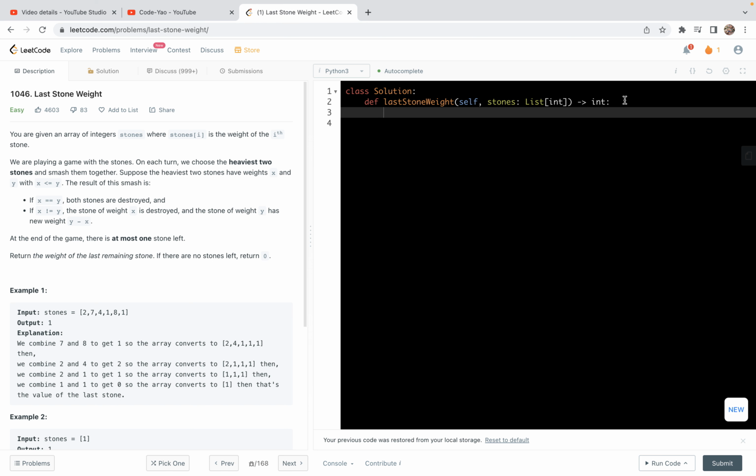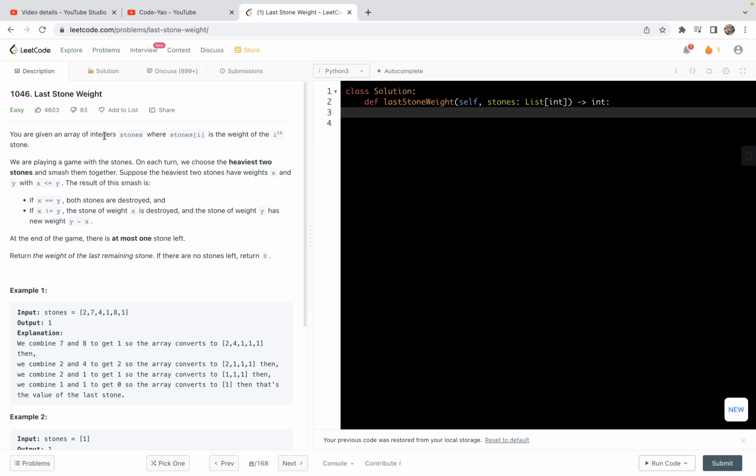In this video, let's have a look at problem 1046, last stone weight. This is today's daily challenge problem. In this video, we're going to explain a solution based on the use of a heap.